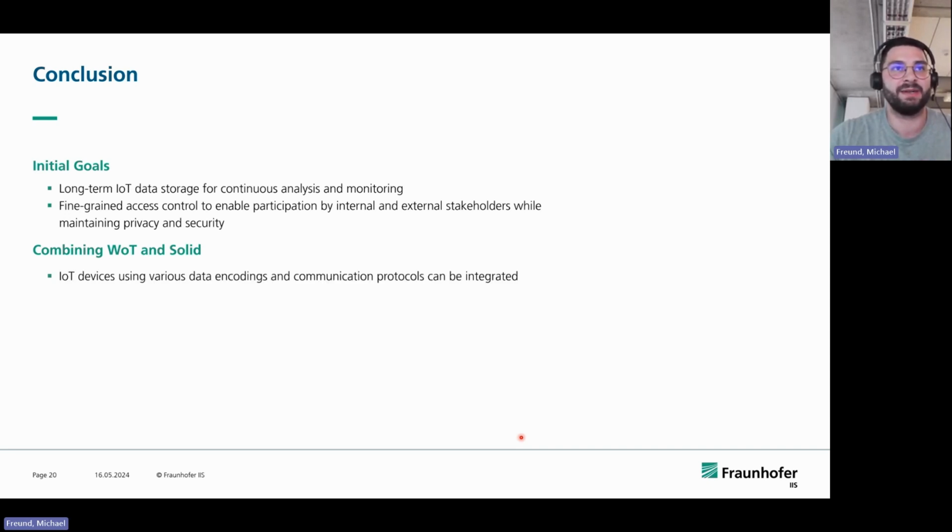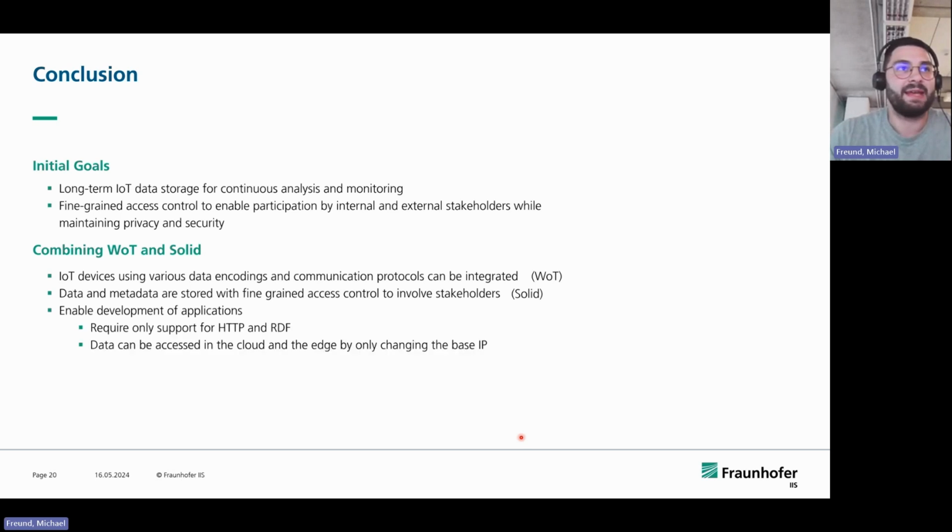First, we can integrate various IoT devices using different data encodings and communication protocols by using the Web of Things, which is kind of nice. Then we want to store the data and the metadata with fine-grained access control to involve stakeholders. We can do that with Solid. And we want to enable the development of applications, which should be easy. Our applications only require support for HTTP and RDF, and the data can be accessed in the cloud and the edge by only changing the base IP. This means that we have the same API structure at the cloud and the edge, and this is thanks to the uniform API. So we can say that we achieved our goals from the beginning.